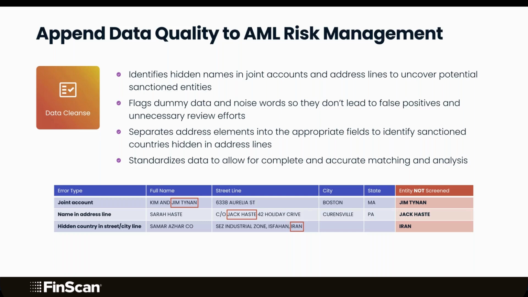Most of the time, using that data in its sort of vanilla form and simply feeding that into a screening system means that you're going to have 3 entities and individuals that are not being screened. Jim Tynan, Jack Haste, and Iran are not going to be properly identified. Being able to apply data cleansing technology means that you can start splitting out those records. You can start identifying values that are buried somewhere else in your data, maybe not in the correct place.